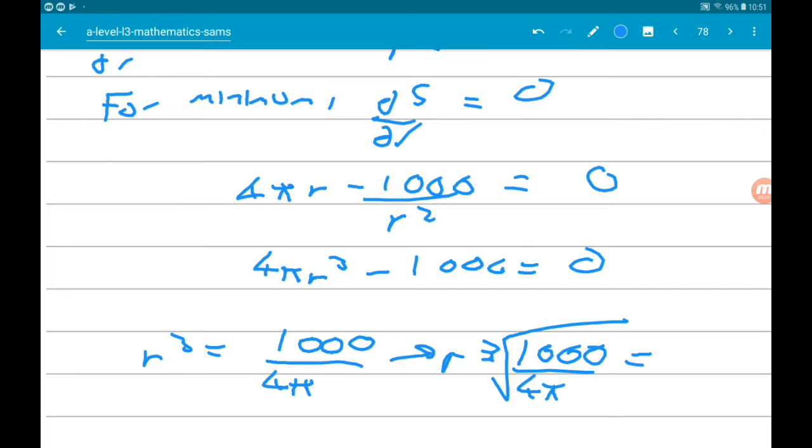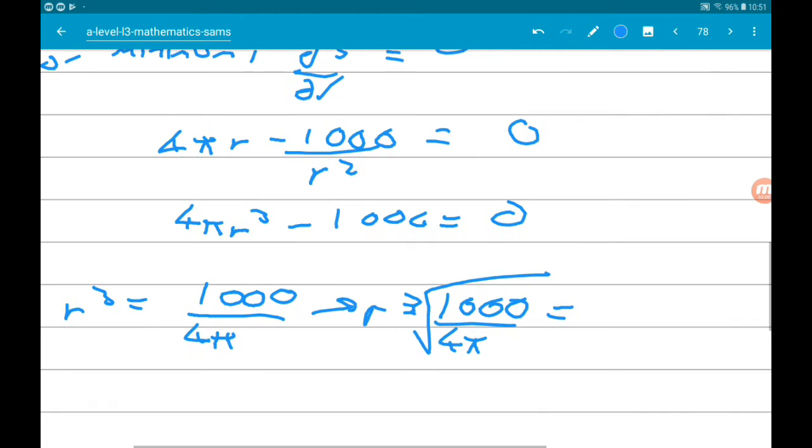Which, even if we go to 2 decimal places, is actually just 4.3. Now, sometimes in these questions you also need to check that this would give a minimum value. To do that, you would find the second derivative, substitute in the value of r that we found, and for it to be a minimum, the second derivative would need to be greater than 0. As it goes though, for this one, we don't need to.